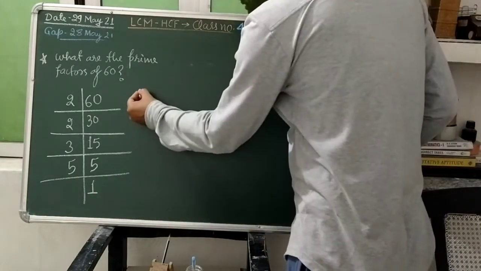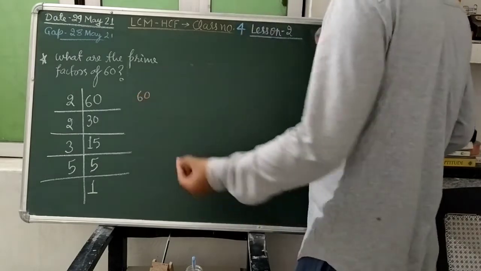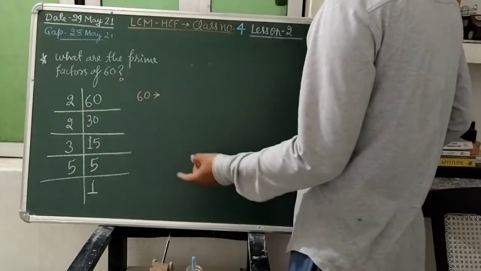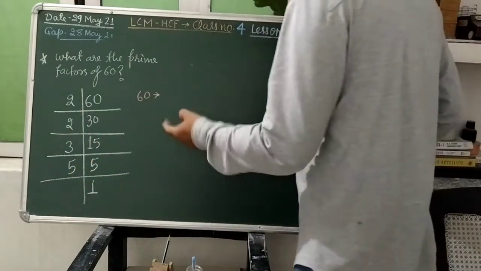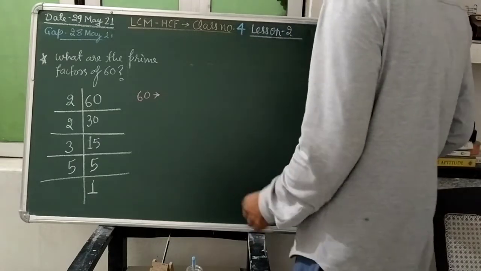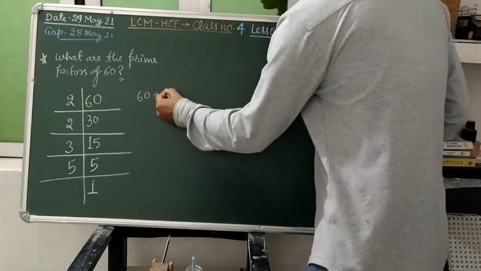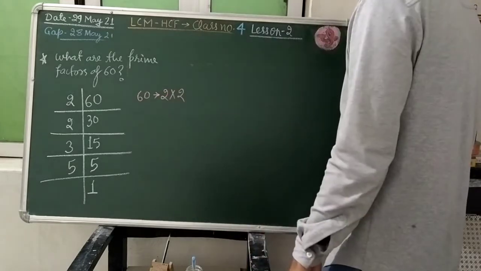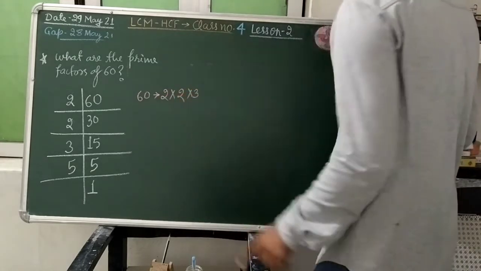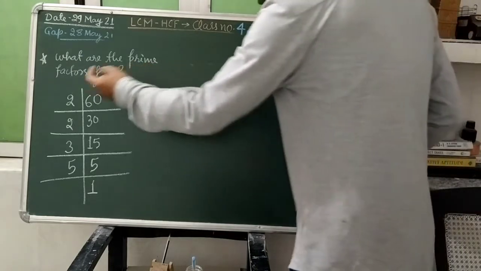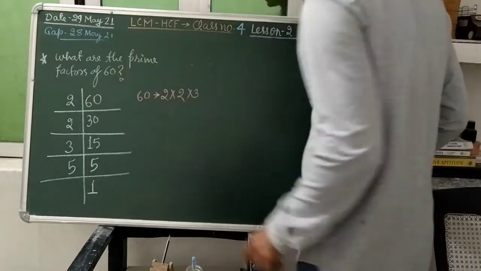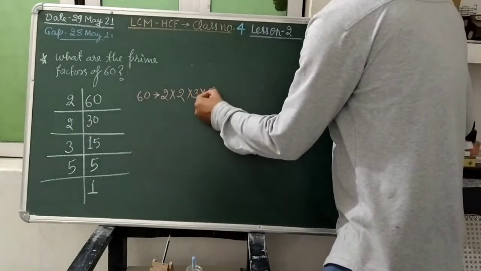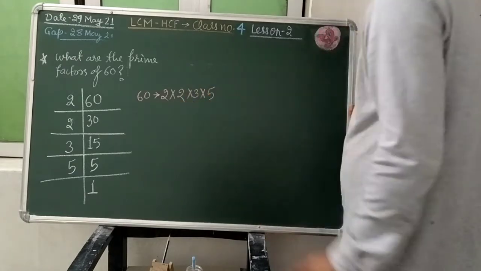So students, this 60 we can write as, whatever numbers we select here, we will write with the multiply operator. So 2 we have selected 2 times, so 2 multiplied by 2, students, multiplied by 3, of course the numbers which we select to find the prime factors of the number, we will write with the multiply operator only. So it will become 2 into 2 into 3 into 5.